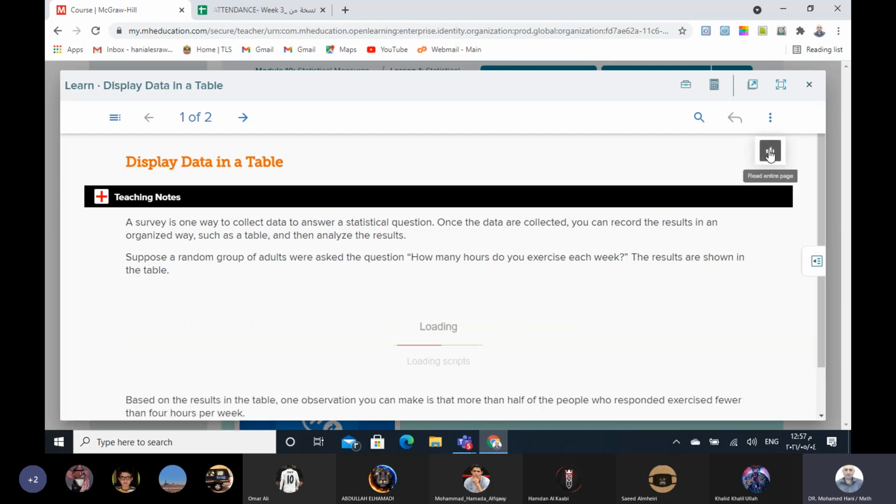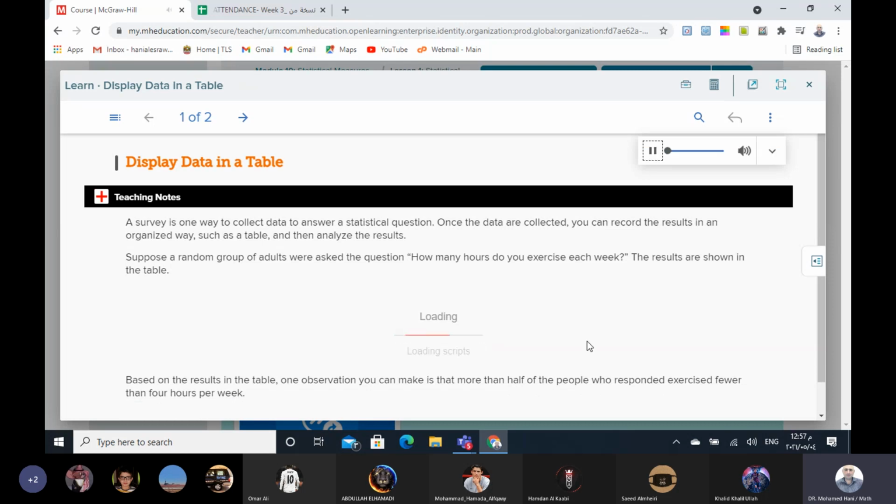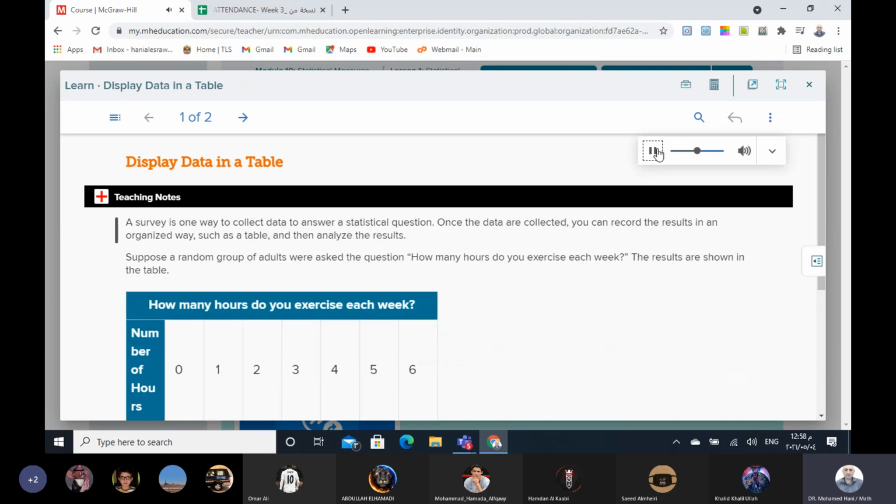Listen here, please. Display data in a table. Teaching notes. A survey is one way to collect data to answer a statistical question. Once the data are collected, you can record the results in an organized way, such as a table, and then analyze the results. Suppose a random group of adults were asked the question, how many hours do you exercise each week?